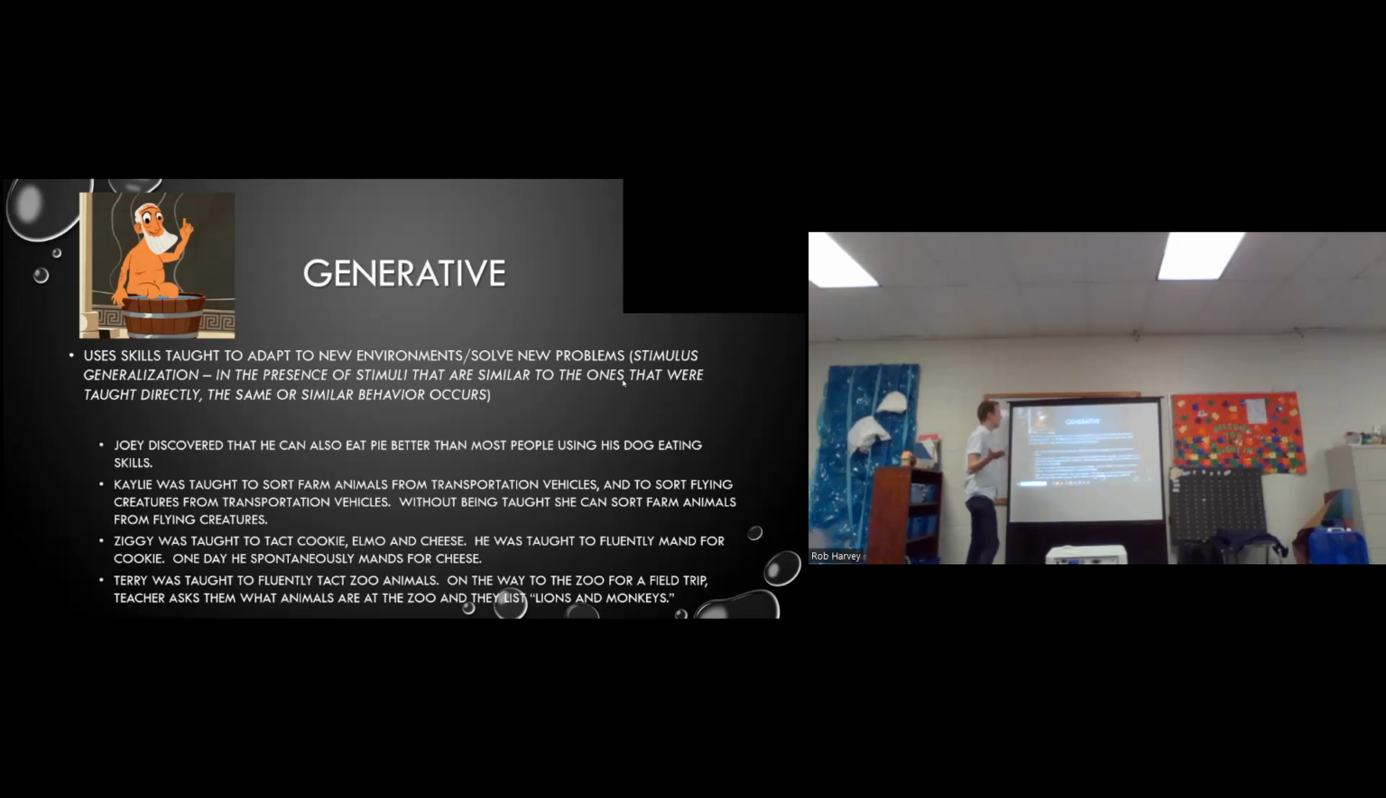So for those of you who are studying for the BCBA exam, the RBT exam, etc., we talk a lot about transitivity, like if A equals B and B equals C, we know that A equals C. So technically A equaling C is a fairly generative example, I think. You might argue with that, okay? But I'm pretty sure it is. So if I teach Lindsay to sort farm animals from transportation vehicles, and then I teach her to sort flying creatures from transportation vehicles, and she is then, without teaching, able to sort the farm animals and flying creatures, that would be generative, okay?